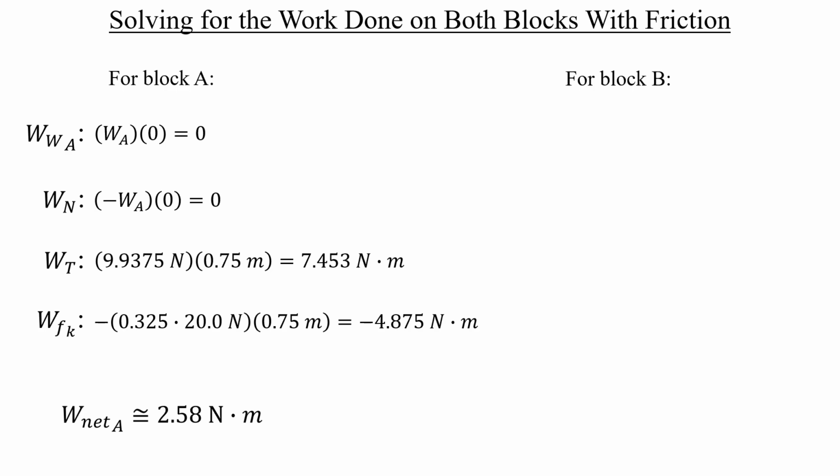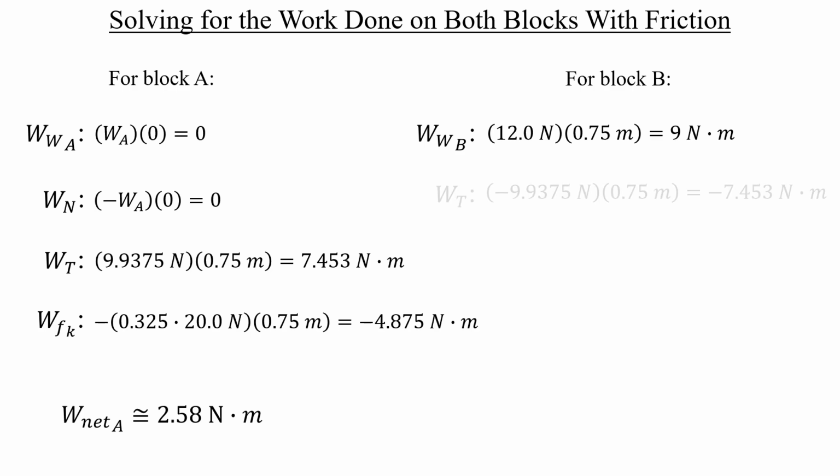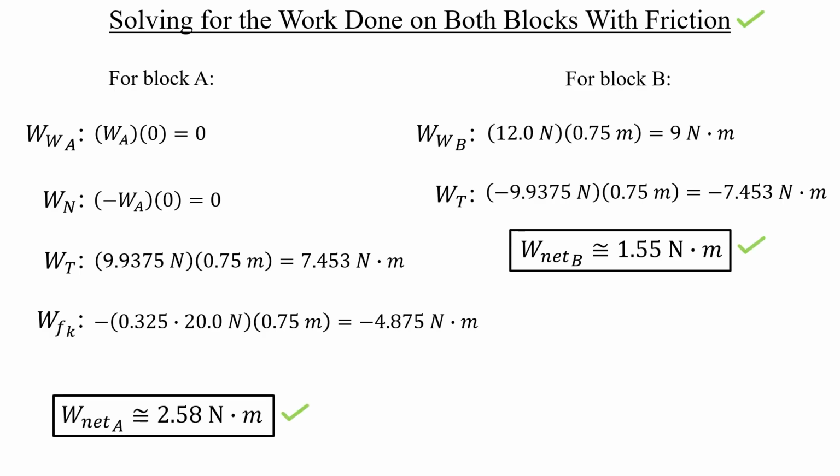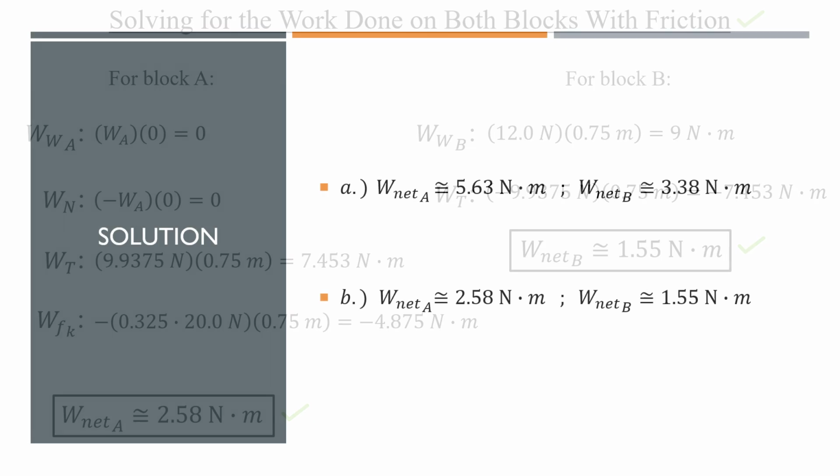If we take the same work done by block B's weight from before and sum that with the work done by the new value of the tension, we'll get this quantity here. And now we have the net work done on both blocks for part B, excuse me. Let's go ahead and bring everything together on the solution card.